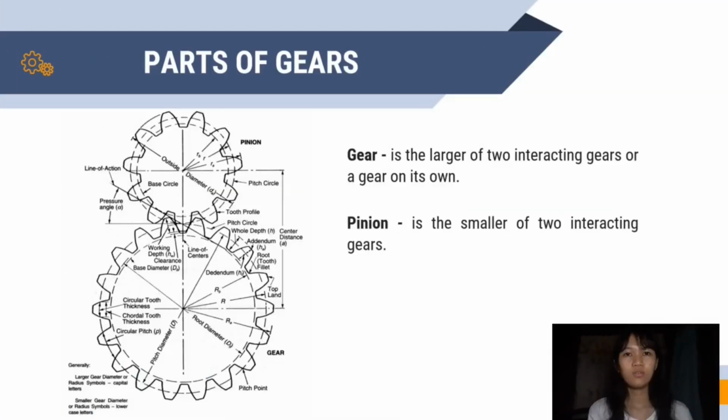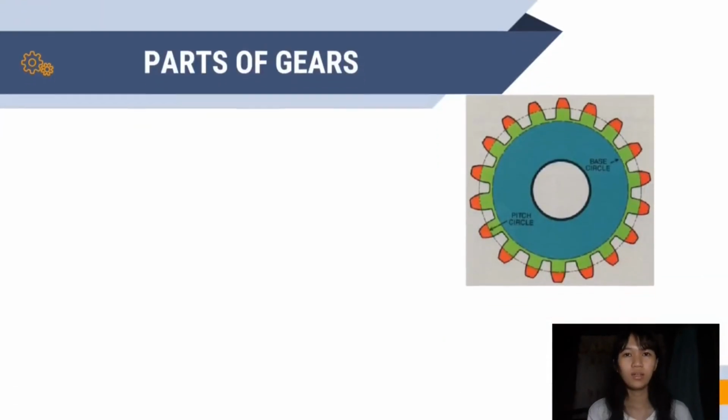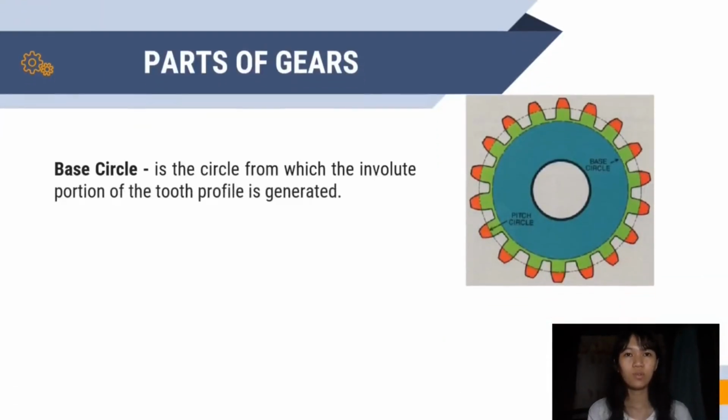Gear is the larger of two interacting gears or a gear on its own, and pinion is the smaller of two interacting gears. Base circle is the circle from which the involute portion of the tooth profile is generated. Most modern gears use a special tooth profile called an involute. This profile has the very important property of maintaining a constant speed ratio between the two gears.